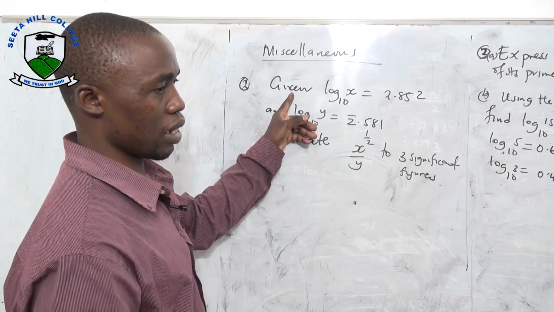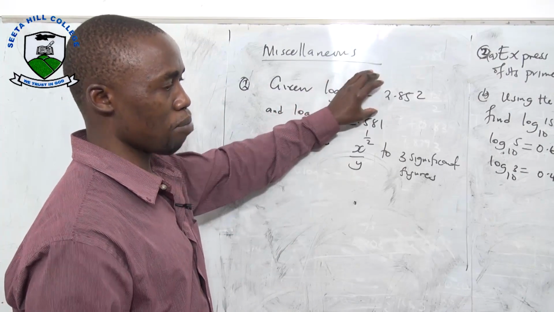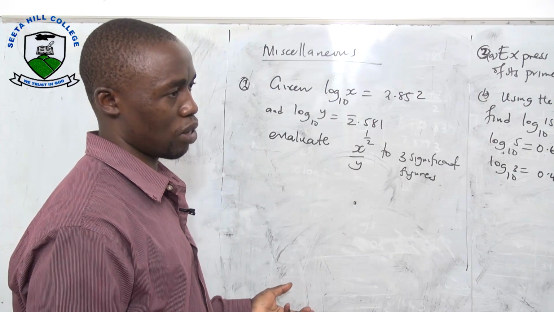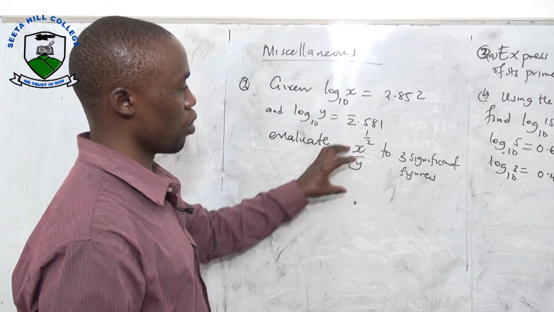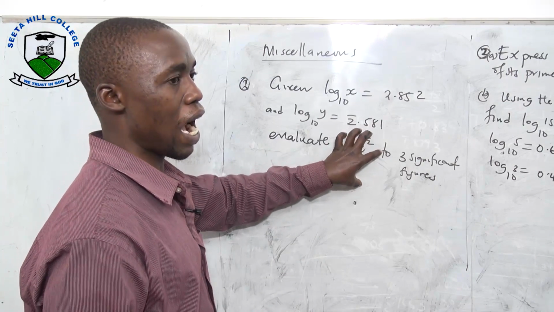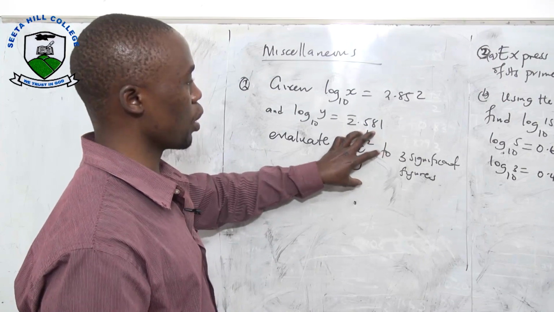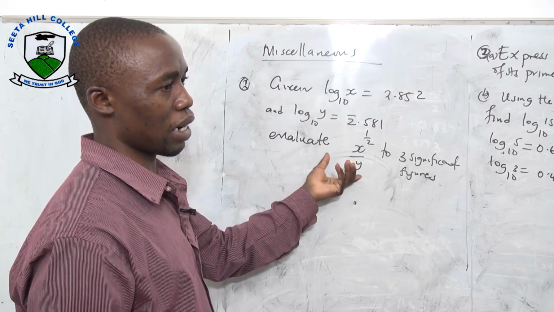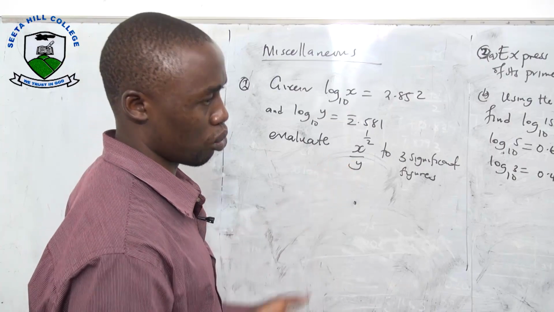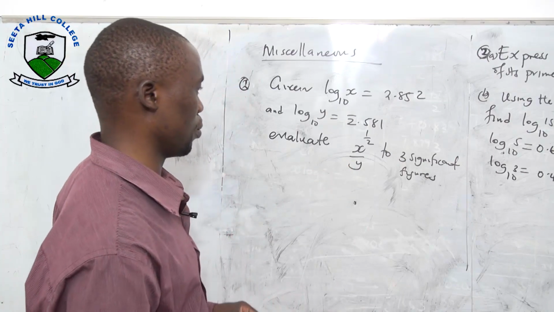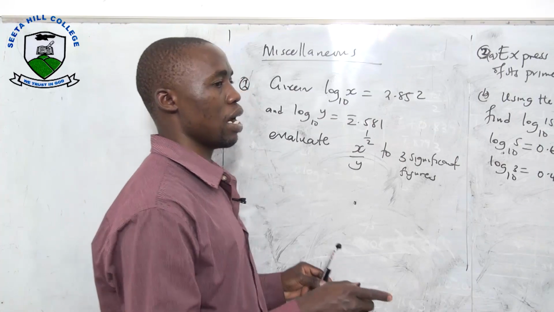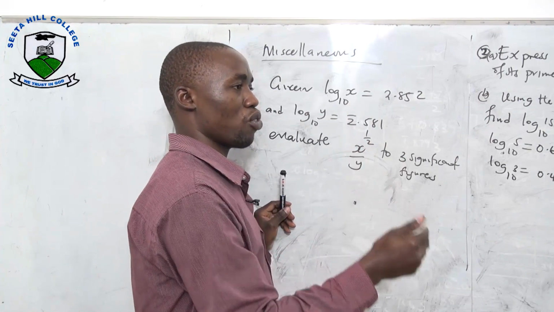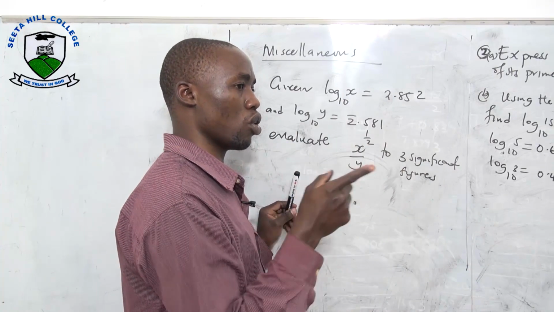It did say that you are given logs, but you find a number without logs. That can't work. So we are to introduce logs on this one first, because these are logs, and there is no way a non-log number can work with the logs. So we introduce logs. Now listen. When you introduce logs, you will have to remove the logs by a process called what?